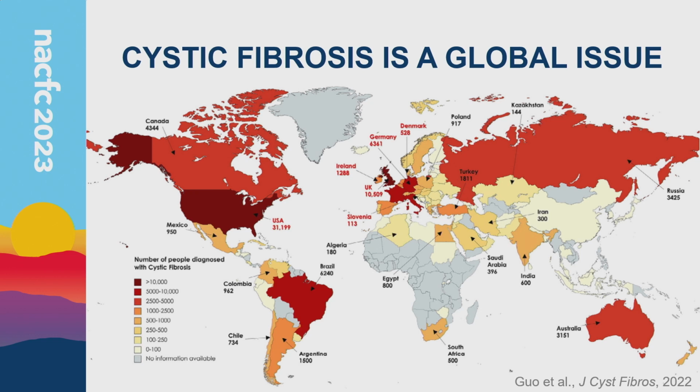And as we all know, cystic fibrosis is not just a North American or a European disease. It goes beyond and is truly a global issue. This is a figure from Jonathan Guo's paper in 2022, which highlighted the worldwide rates of diagnosis and effective treatment for cystic fibrosis. The map displays the estimated diagnosed CF patient burden around the world. I do want to point out, though, that the countries in gray don't mean that CF doesn't exist there. It just means we don't have enough cystic fibrosis data to report. So this likely underrepresents the global burden of cystic fibrosis.